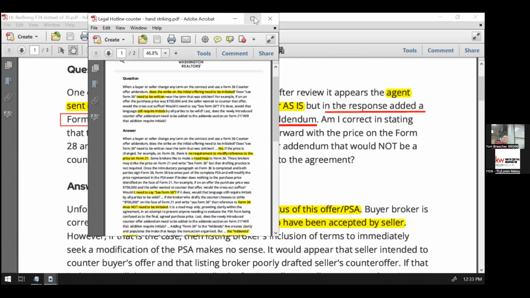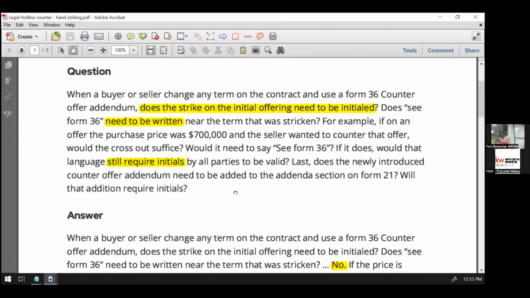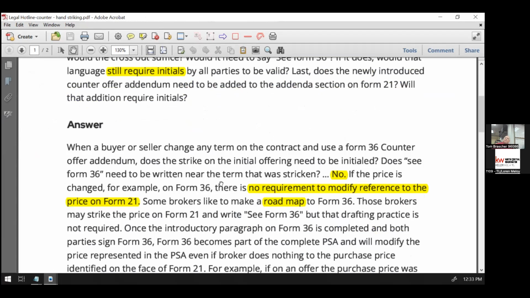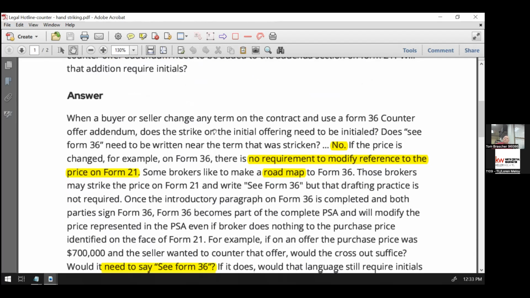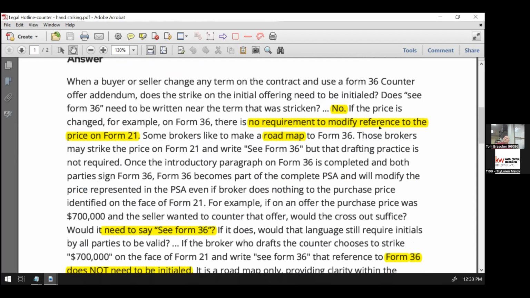This one here was also kind of interesting. When a buyer and seller change any terms in a contract and use a Form 36 counteroffer addendum, does the striking of the initial offering need to be initialed? Does Form 36 need to be written near the terms of striking? The answer is just no. If the price is changed, for example, on Form 36, there is no requirement to modify a reference to the price on Form 21.